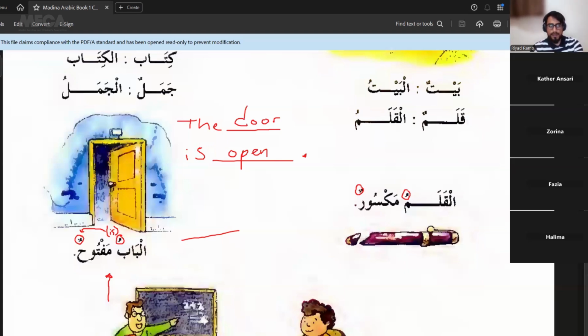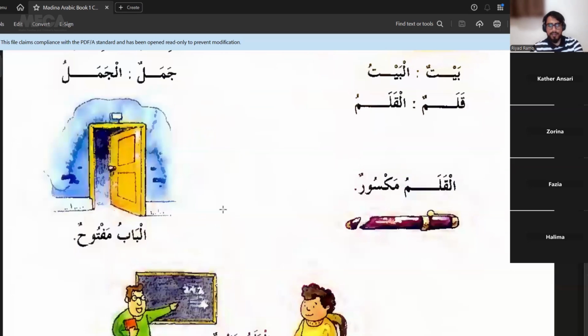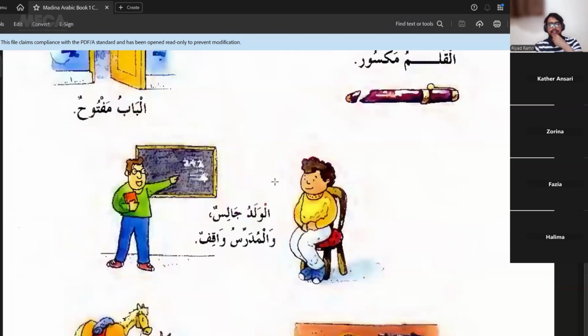Now, okay, good. So I'm going to give an example. I want everyone to call out. The boy is sitting. How do I say the boy is sitting? Al-walad. Al-waladu jalisun. Very good. Al-waladu jalisun. Good. The boy is sitting.